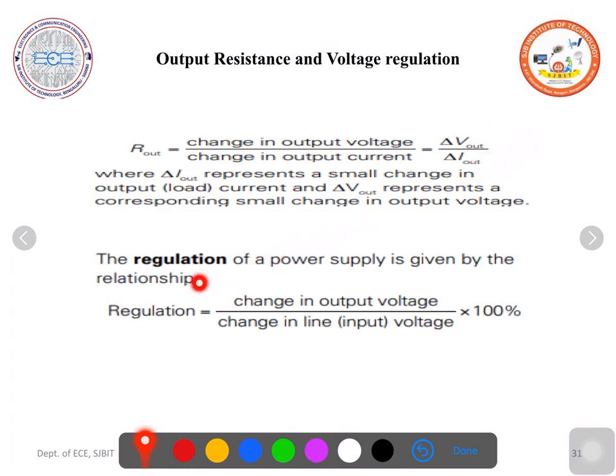Then the regulation is given by the ratio of the change in the output voltage to the change in the input voltage. Usually the input voltage is also called the line voltage. Usually regulation is expressed as a percentage, so it is multiplied by 100. Actually, if there is a change in the input voltage, the output should not change at all if it is an ideal voltage regulator. There should not be any change in the output voltage if there is any change in the input voltage. So 0 by something, definitely it should be 0.